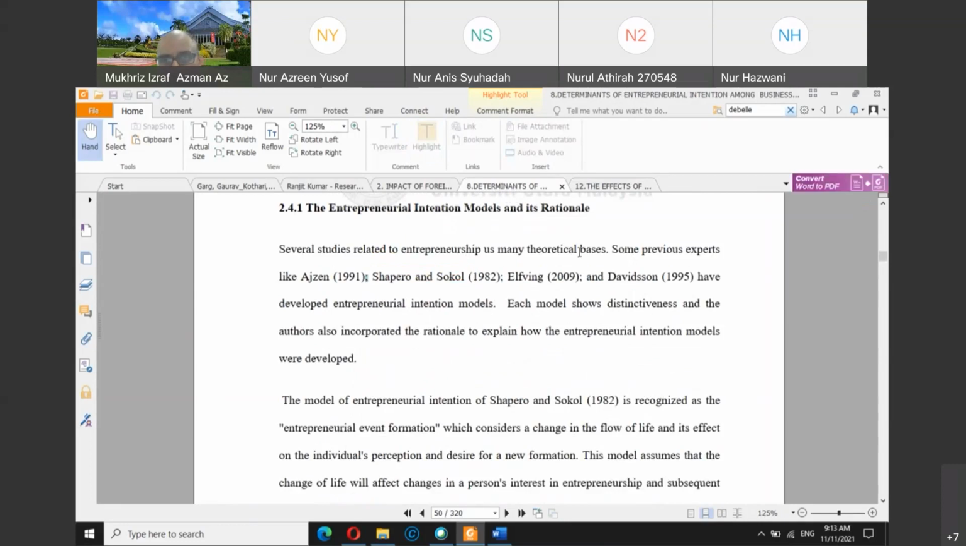So if you are referring in the same sentence, like just now, according to Maniago et al., and then comma, you write your sentence. But if you are referring to more than one article in one sentence, according to some experts like Asjan, the year, the next will be the semicolon here, Shapiro and Sokol, and then Elving 2009, and Davidson 1995. So this is when you write the author's name within the same sentence, meaning that it's not the end of the sentence where you refer to this paper.